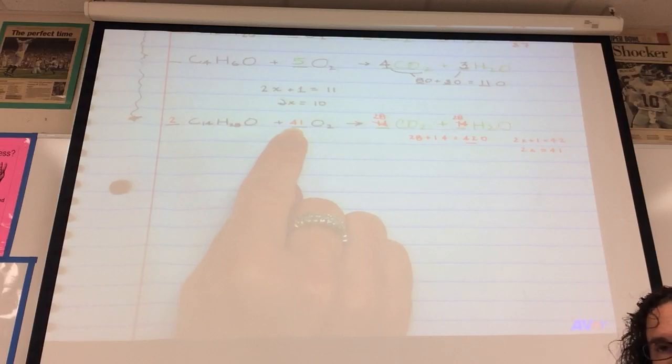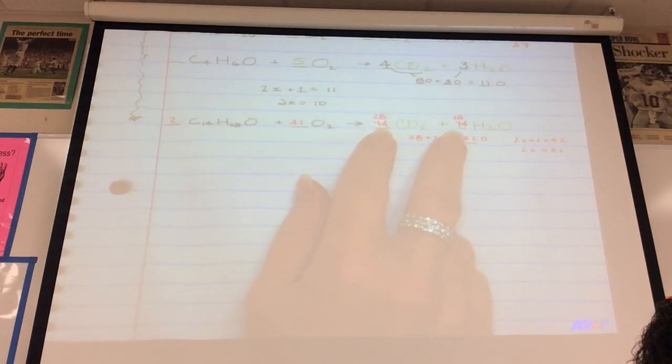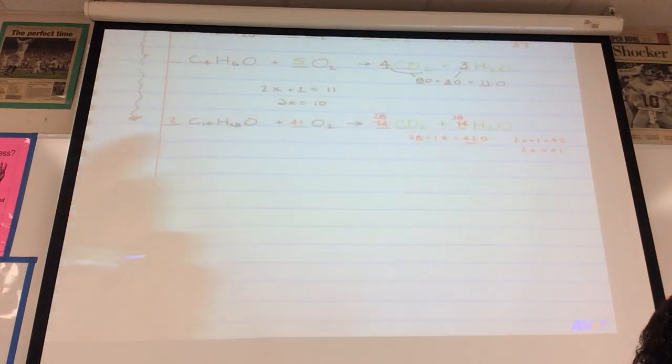But you can't have a fraction as a coefficient. So what do you multiply every coefficient by? 2 is correct. So you get 2, 41. You multiply each of these by 2. And both of those coefficients is 28.